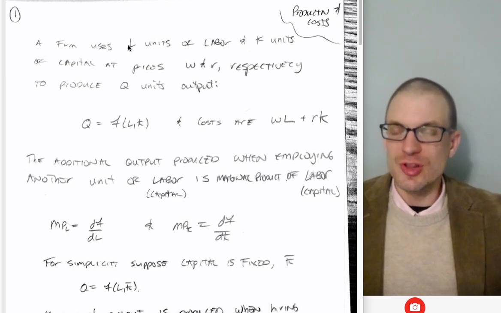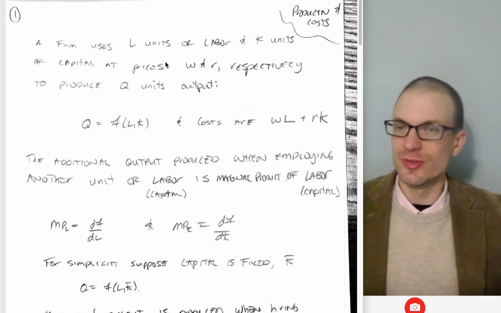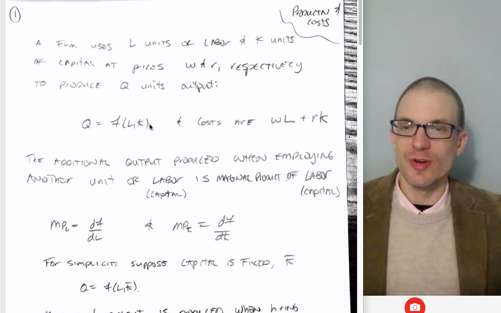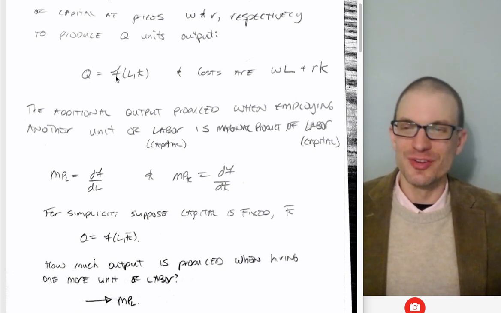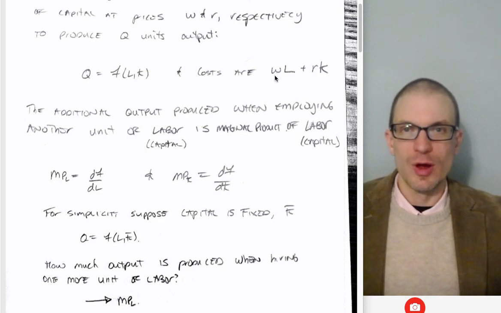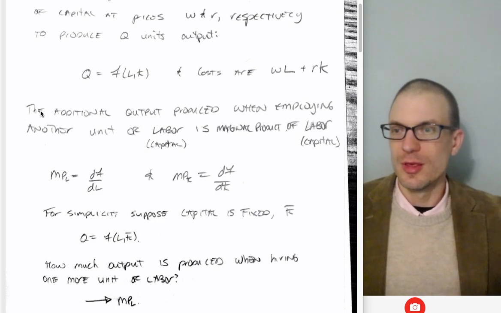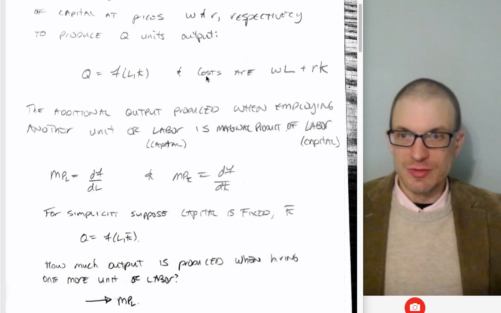Suppose we have a firm. It's going to use L units of labor and K units of capital. We've got prices: W is the wage, R is the rental rate of capital. Basically, this is the price of using labor and the price of using capital. It's got to produce Q units of output. F is just the production technology. F of L, K is going to be the amount of output. The costs are the price of labor times the amount of labor plus the price of capital times the amount of capital. So this is my expenditure on labor, this is my expenditure on capital, and the total gives me my costs.